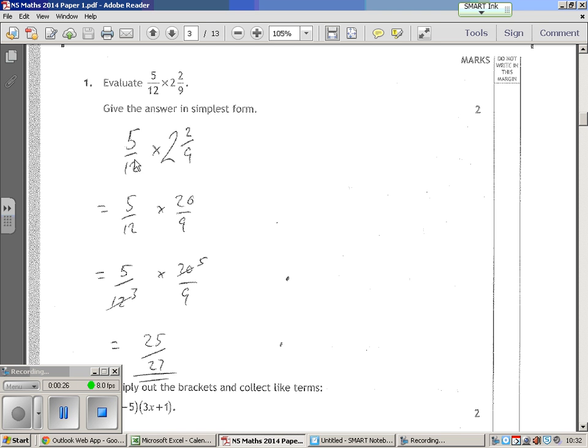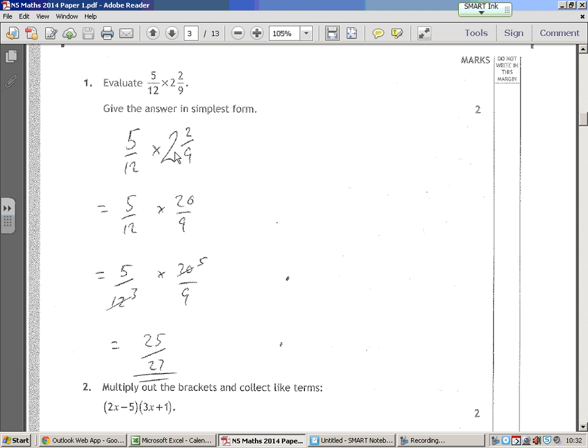So to multiply fractions, we need to make the fractions top heavy if they are not top heavy already. So 2 wholes and 2/9. Well, 9/9 make 1 whole. So 2 wholes would be 18/9 plus another 2/9 would be 20/9. So then we have 5/12 multiplied by 20/9.